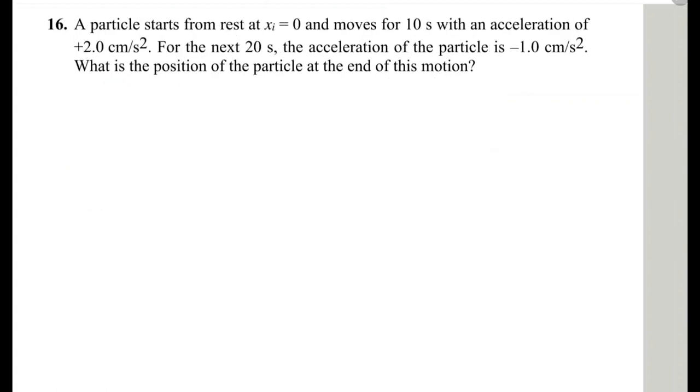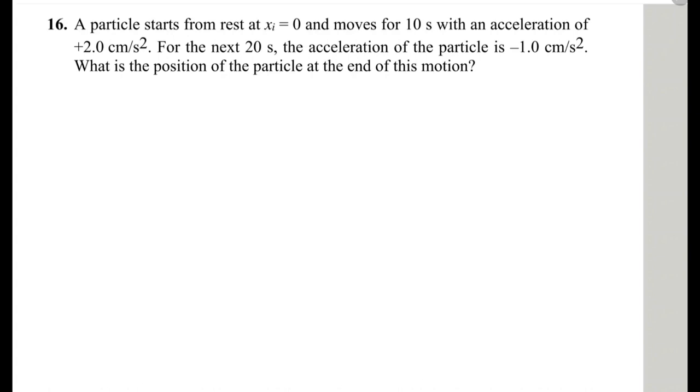A particle starts from rest at x equal to 0 and moves for 10 seconds with an acceleration of 2 centimeters per second square. For the next 20 seconds, the acceleration of the particle is -1 centimeter per second square. What is the position of the particle at the end of this motion?